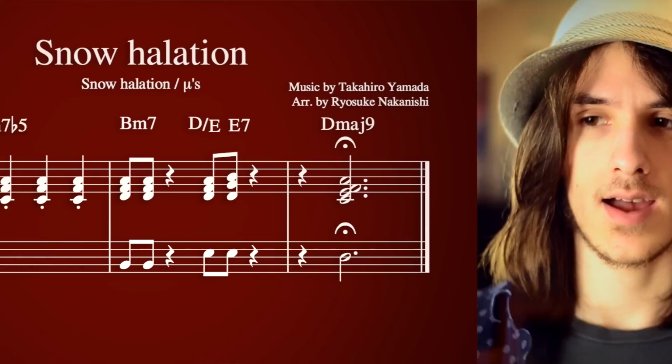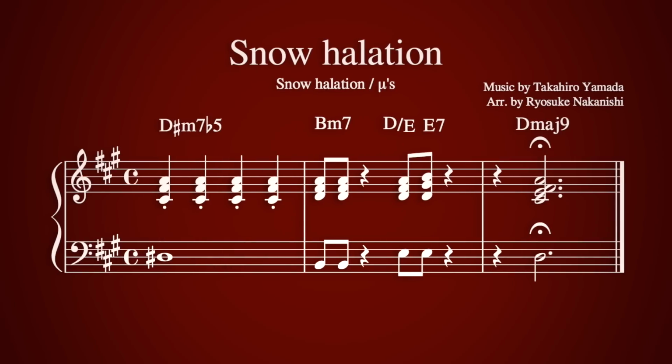Snow Halation is in the key of A major, and as the song approaches the ending, we have a B minor 7 followed by an E7. This is a typical setup to move this E7 down to A major in a 5-1 cadence, but instead, we get a D major 9.